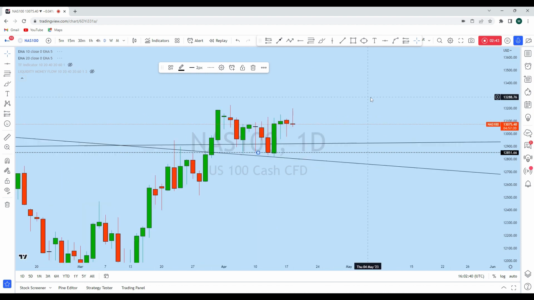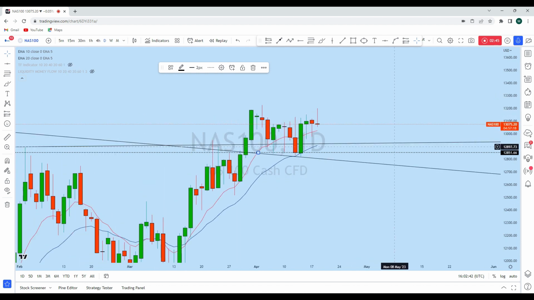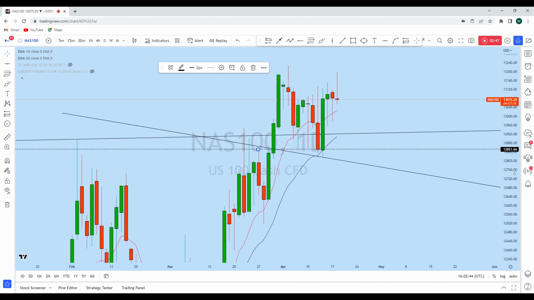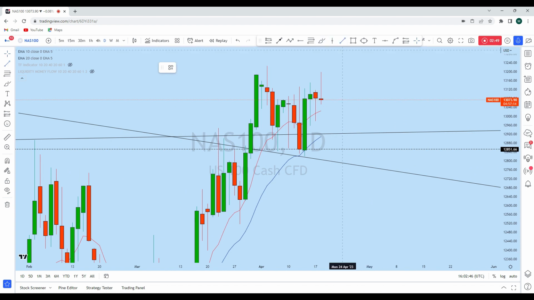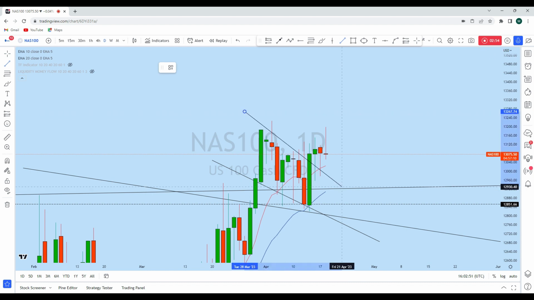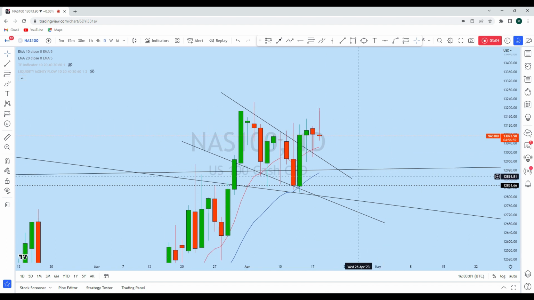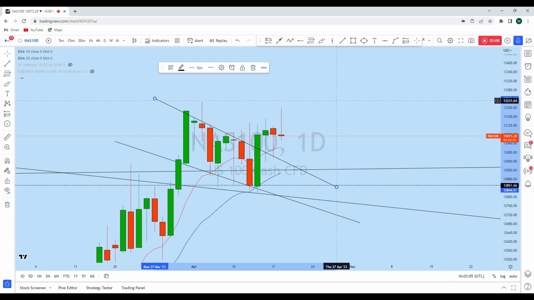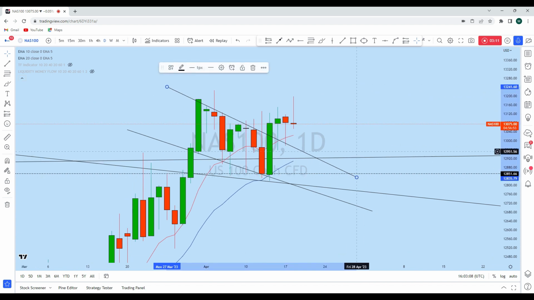If we look at the daily, Nasdaq on the daily perspective has formed a bull flag here. If you draw this bull flag on the daily, with this big bullish engulfer on the daily, Nasdaq has broken to the upside. After breaking to the upside, the price is coming down for a deeper pullback. As you can see, this is the resistance line of this bull flag on the daily.